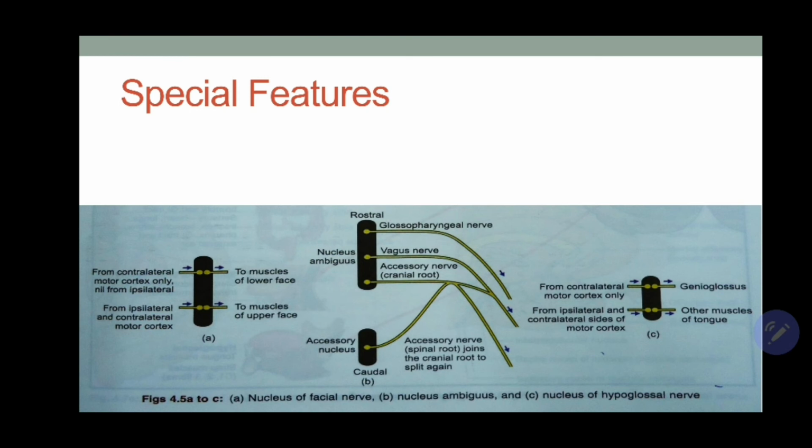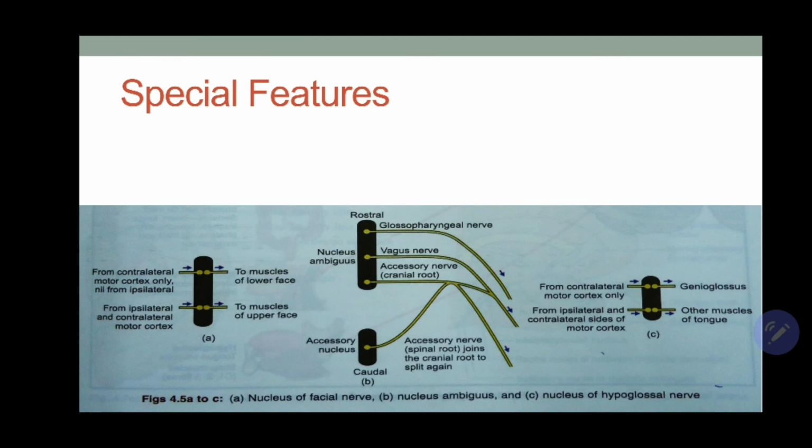That's a normal pattern. But in the case of the facial nerve, there's this important thing that the motor cortex representing the area of the face, from there the upper motor neurons, which represent the contralateral lower half of the face, those fibers from the cerebral cortex only reach the contralateral nucleus. They do not have ipsilateral upper motor neurons.